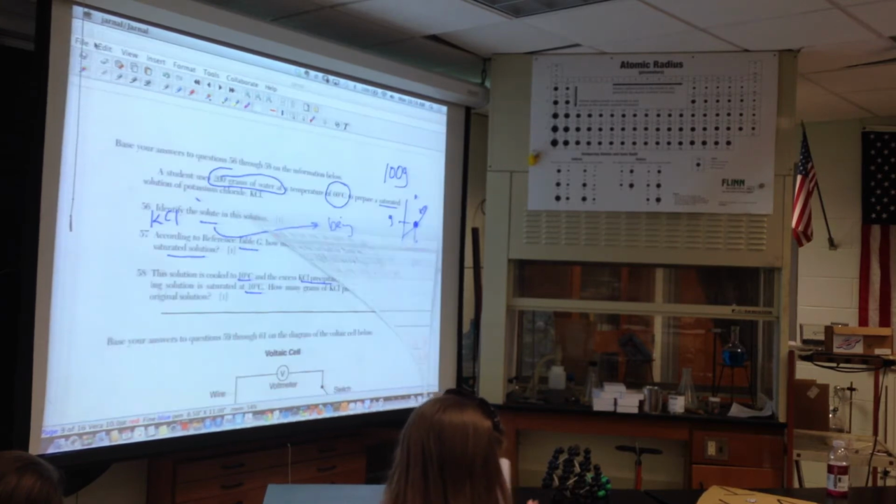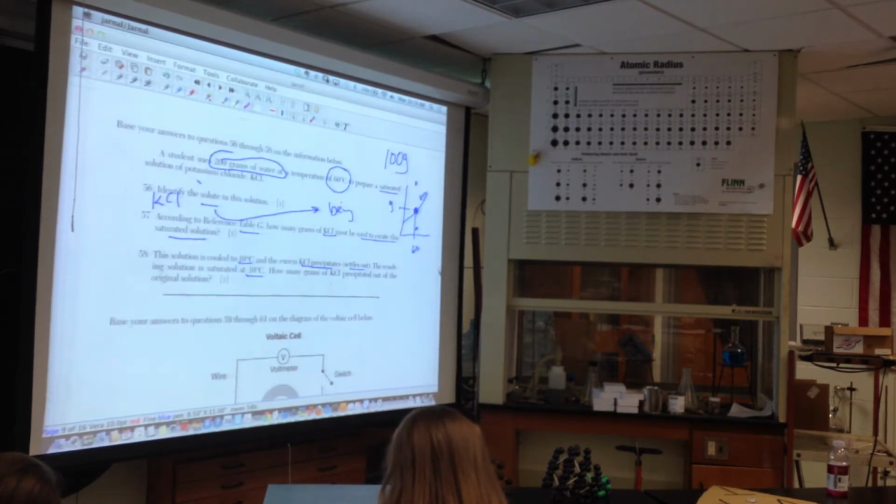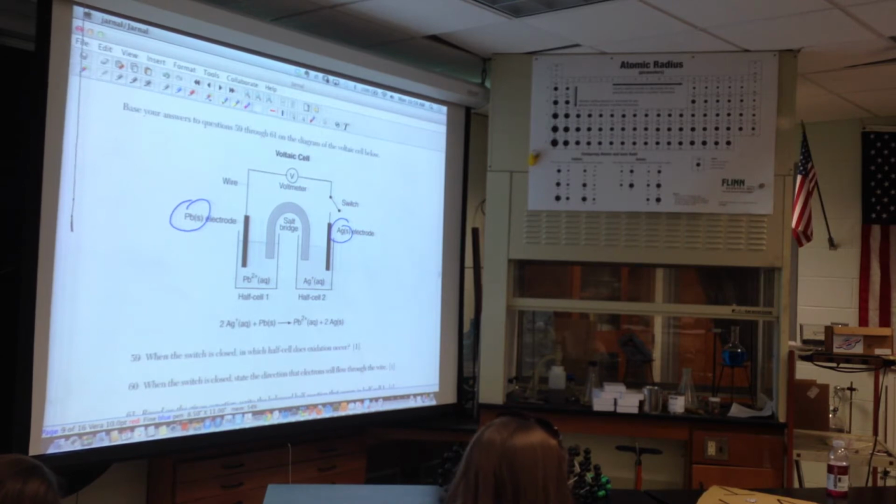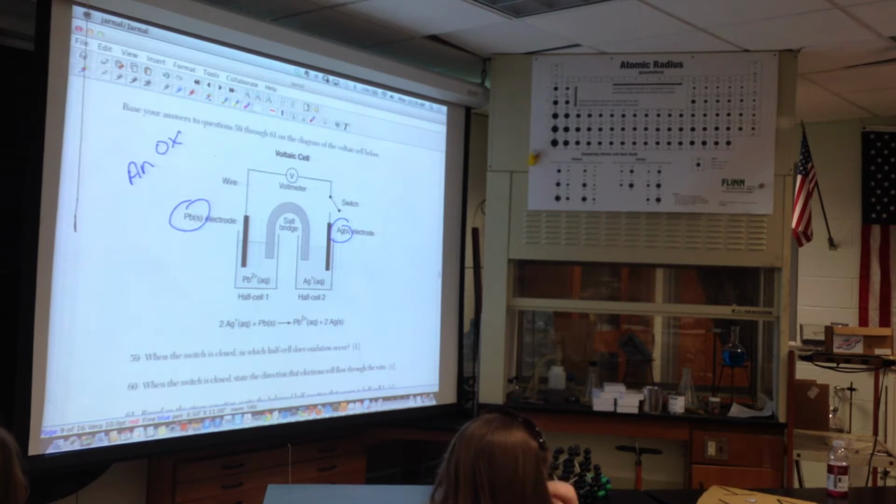59. Ooh, voltaic cell. Love it. Okay, first thing I do when I look at these is ask who's the anode? How do I know? The first time I look at these, I say, who's the anode? Anode is an-ox. Who's the anode? Who is higher on table J?